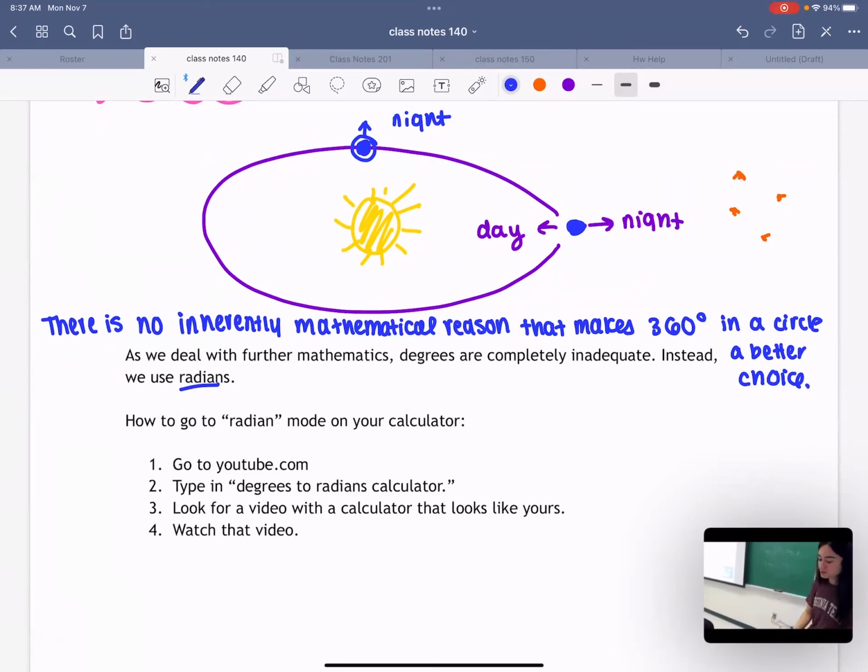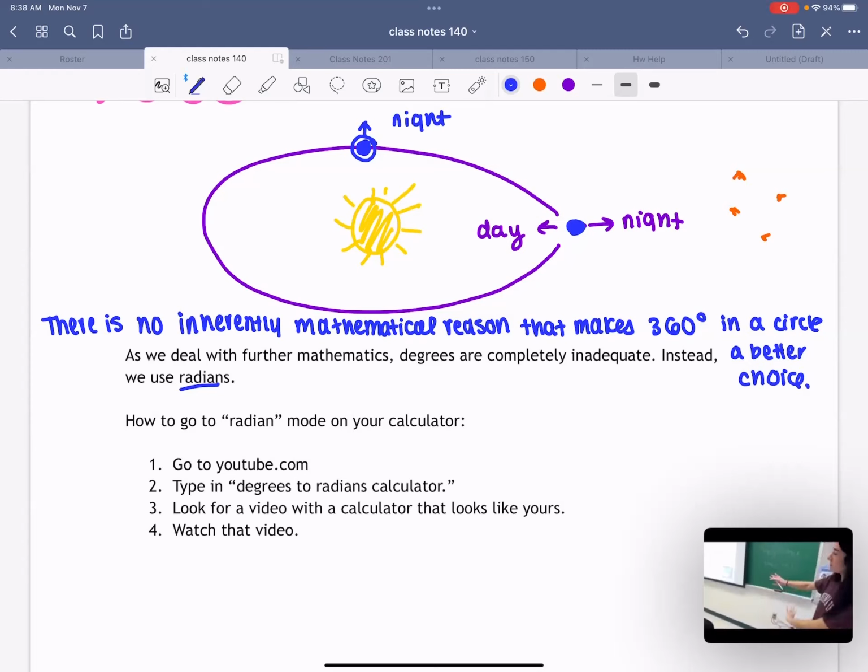Basically, what I'm going to have you do is go to YouTube. YouTube is a great resource. It tells you a lot about different types of technology. I want you to look at your calculator and see what it's called. Usually it has a name to it, like TI-84 or TI-86 or something like that.